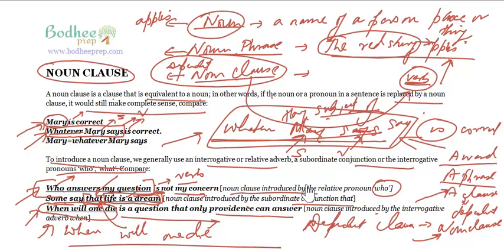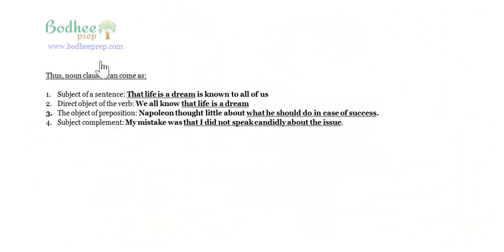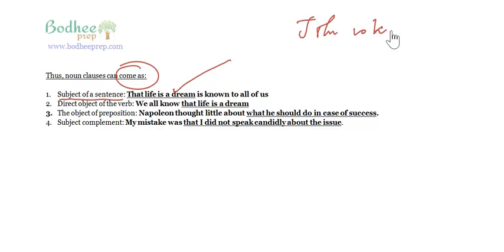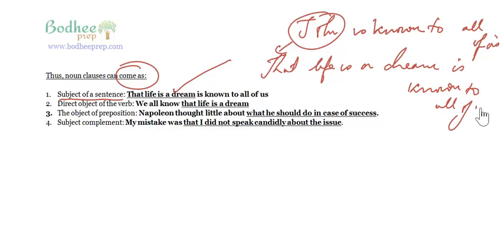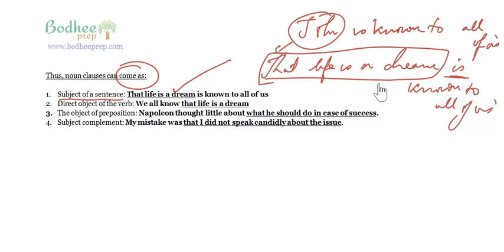So something more about that in the next slide. Let's go to the next slide. It says, thus noun clause can come as, right? They can come as subject of a sentence. That life is a dream is known to all of us. So John is known to all of us, right? I can replace John with something that life is a dream is known to all of us, right? So here it has become a subject, that life is a dream. What is known to all of us? That life is a dream.